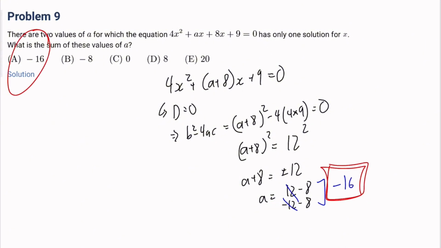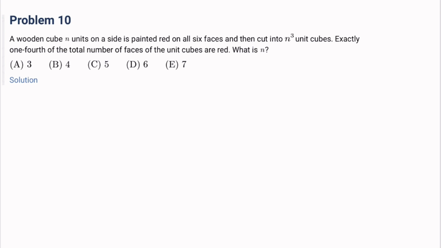It's A. Number 10, a wooden cube, n units on a side, is painted red on all 6 faces and then cut into n cubed unit cubes. Exactly 1/4 of the total number of faces of the unit cubes are red. What is n? Okay, so first let's look at the number of total faces. It is cut into n cubed unit cubes, right? So this is going to be equal to 6 for each cube, times we are going to have n cubed cubes. So 6 times n cubed, right?